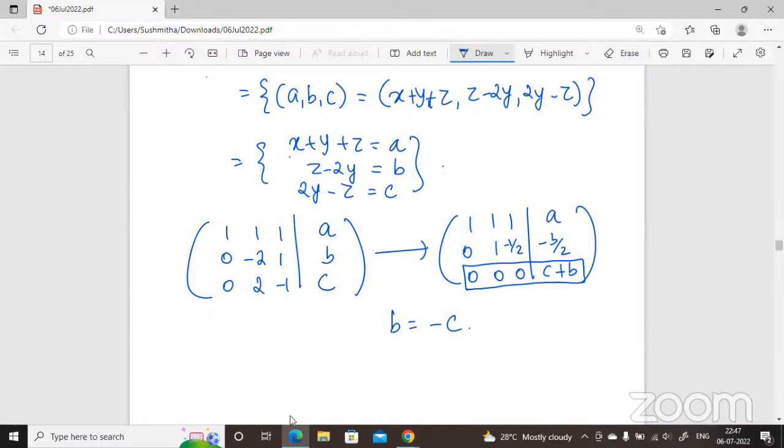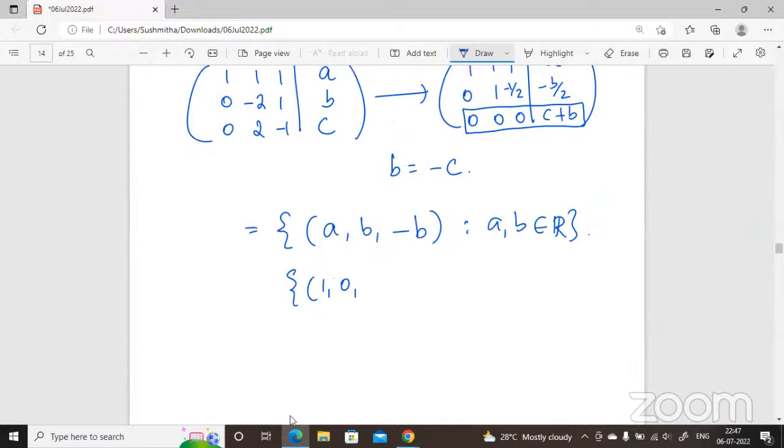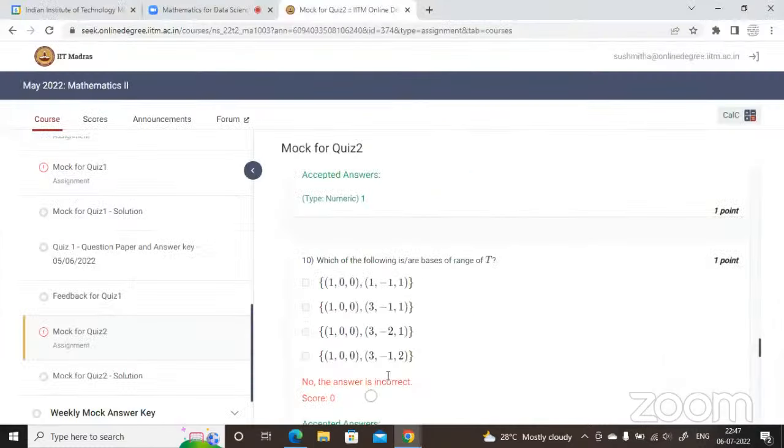So the range is the set of all (a, b, minus b), such that a, b belongs to R. Right? No condition on a, no condition on b. c has to be minus b. Okay. So is it clear that the rank is 2 and the dimension here is 2? (1, 0, 0) and (0, 1, minus 1), is it? Yes. This is the basis.